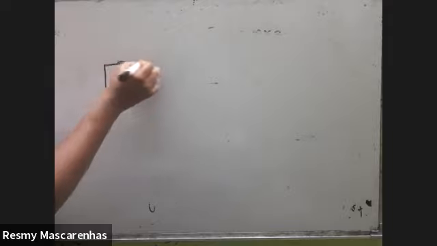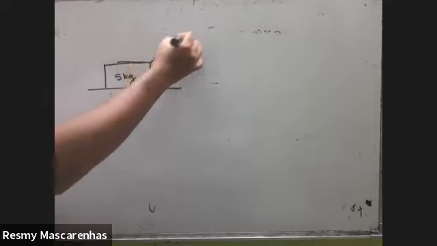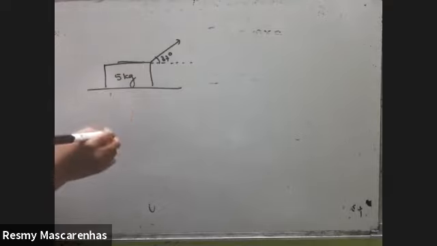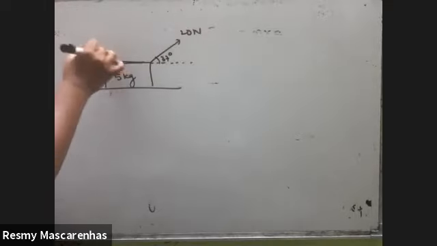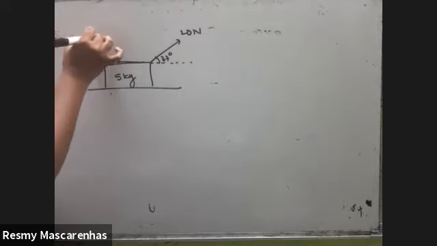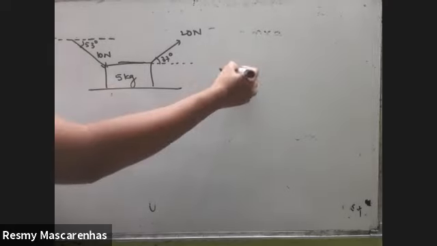Next question. This is 37 degree, 20 Newton. This is 50 degree, 10 Newton. This is your F1 and this is F2. Calculate normal and acceleration.